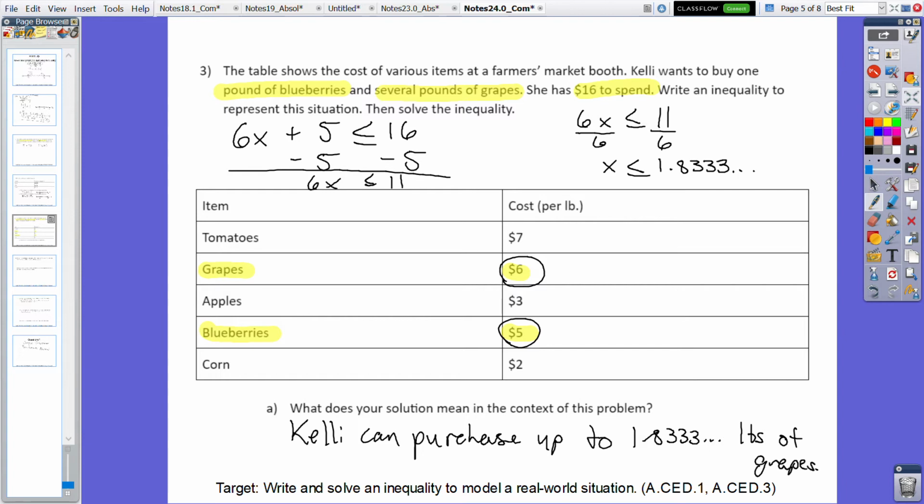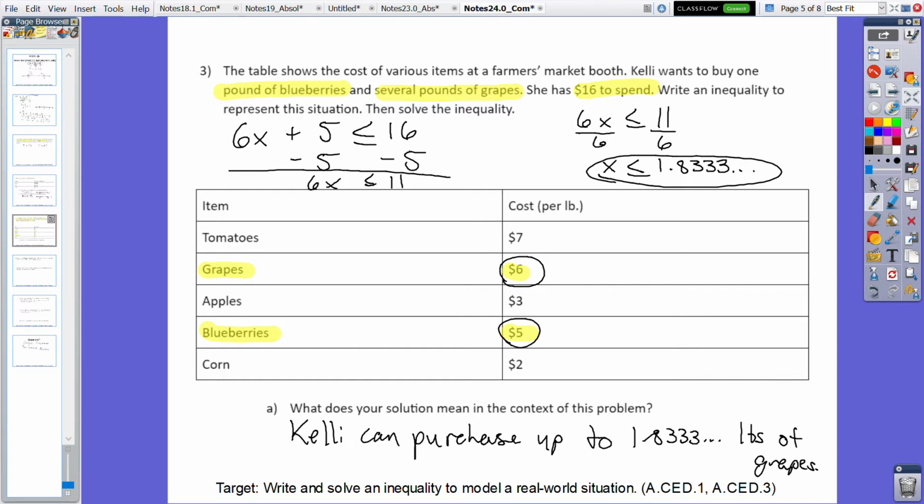You guys ever go to the grocery store? Basically, that means that you know you're not always going to get exactly 1 pound or exactly 2 pounds. There's always some sort of decimal that you have to deal with. So you can buy 1.8333 pounds of grapes. It's just that when it rings up, hopefully it's no more than this. Otherwise, she's going to run out of money to spend there.